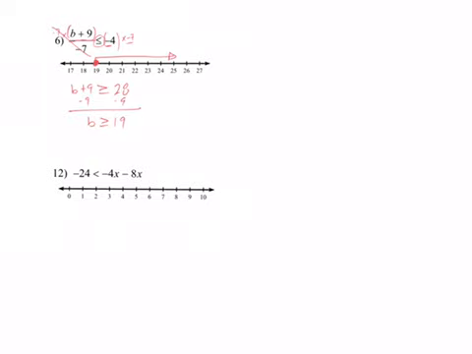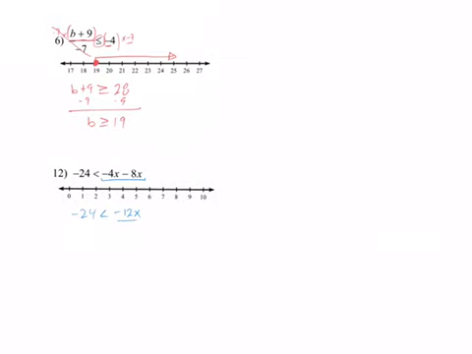Fun stuff. For this one, notice we have two variables on the same side, so we don't need to add or subtract, we just need to combine like terms. So since we have a negative 4 minus 8, it's like saying negative 4 plus a negative 8. So it's going to be negative 24 is less than negative 12x.